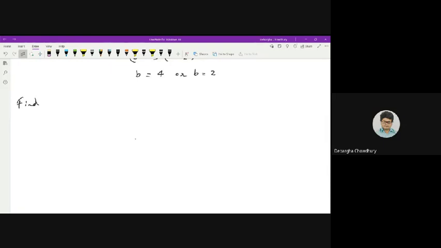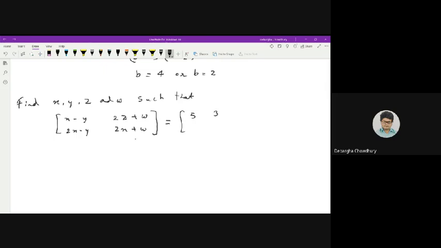Find x, y, z and w such that x minus y, 2x minus y, 2z plus w, 2x plus w, this whole thing, is equal to 5, 3, 12, 15.